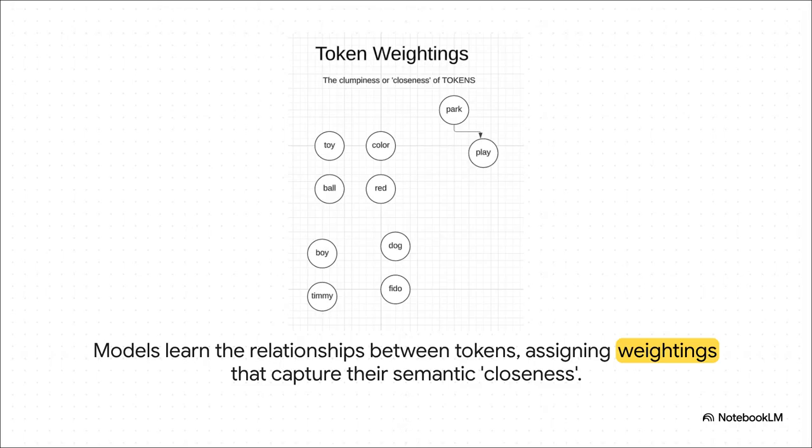And this visual here shows the next logical step perfectly. The model starts to learn the relationships between all these tokens. It figures out that words like park and play are really close in meaning, while words like park and car, well, they're related, but in a totally different way. It assigns these weightings to map it all out.